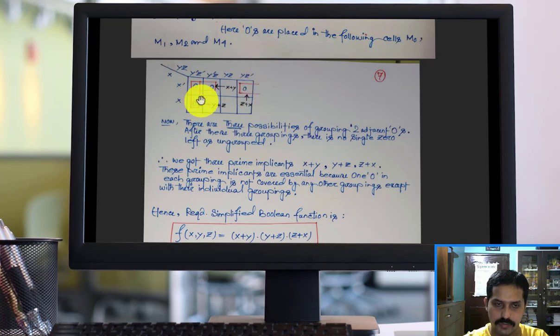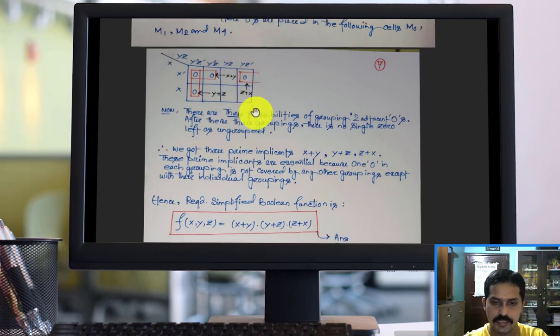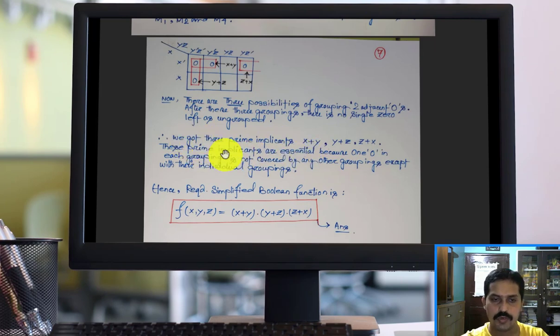Now what is the value of this? The value is y plus z. This value is x plus y, and this value is z plus x. Okay. So we got 3 prime implicants: x plus y, y plus z, z plus x.